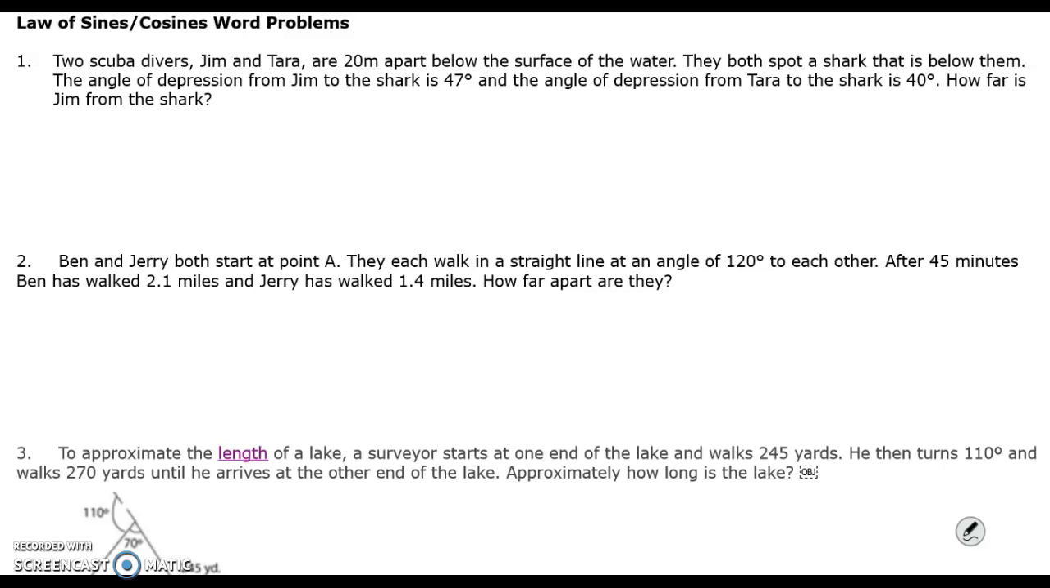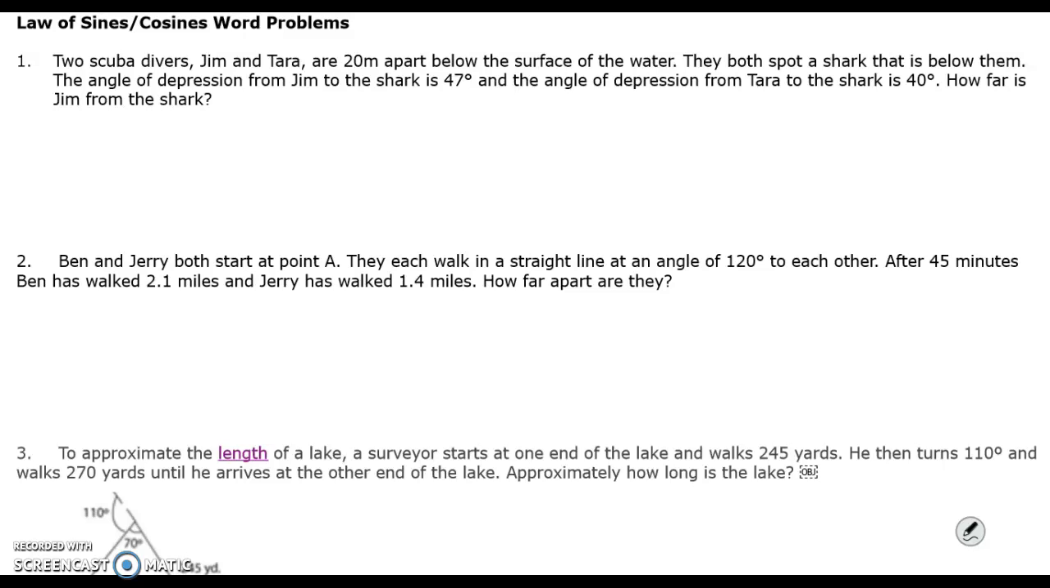So in question 1, they tell us that two scuba divers, Jim and Tara, are 20 meters apart below the surface of the water. They both spot a shark that is below them. The angle of depression from Jim to the shark is 47 degrees, and the angle of depression from Tara to the shark is 40 degrees. How far is Jim from the shark?